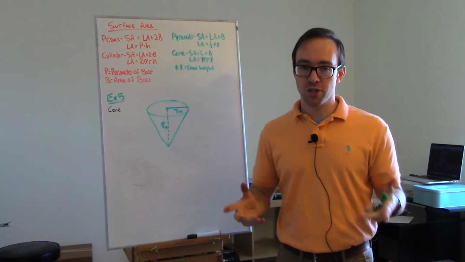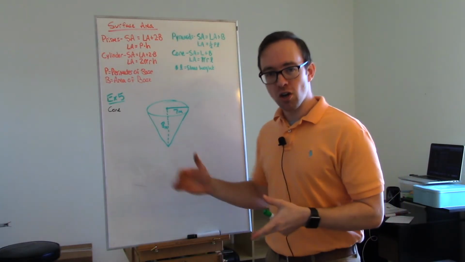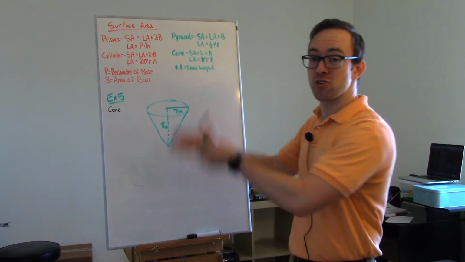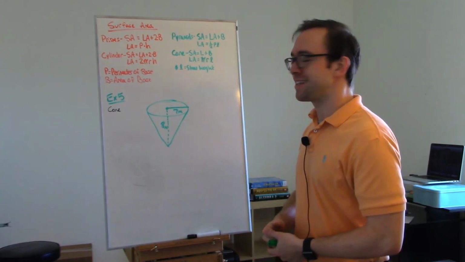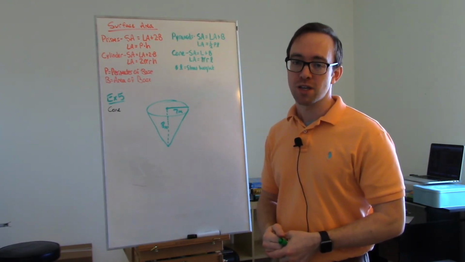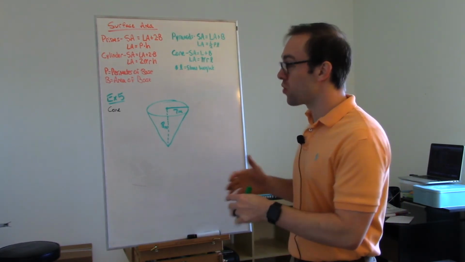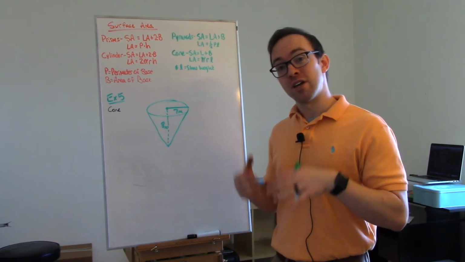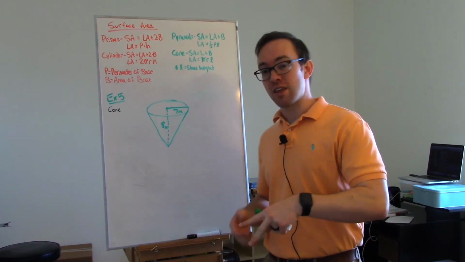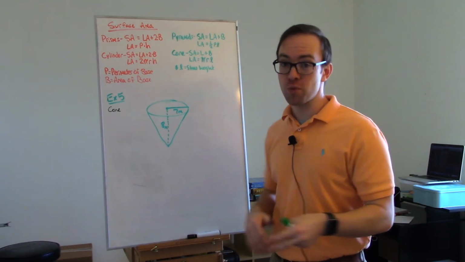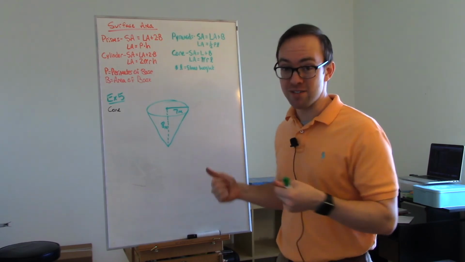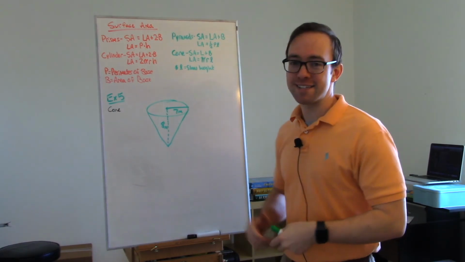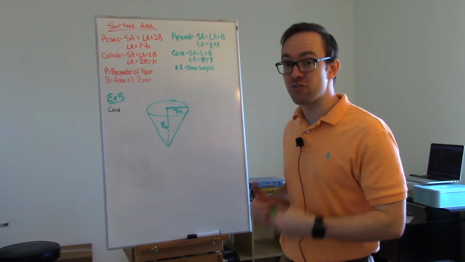Example 5, a cone. What you see here is a cone where they gave you the radius of 7, and then the altitude of the cone straight down the middle is 8. They didn't give you one of the important pieces of information when dealing with a cone. With a cone, the two big pieces of information that you need to do both of these formulas are the radius and the slant height. They gave you the radius, they didn't give you the slant height, so you're going to have to find it.